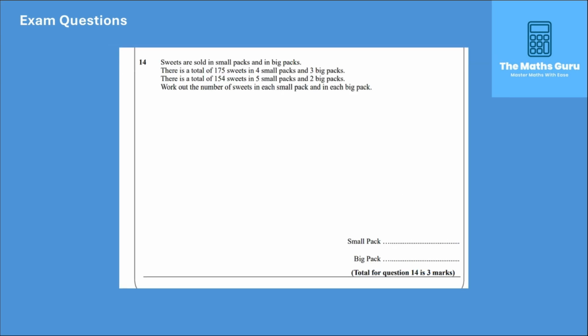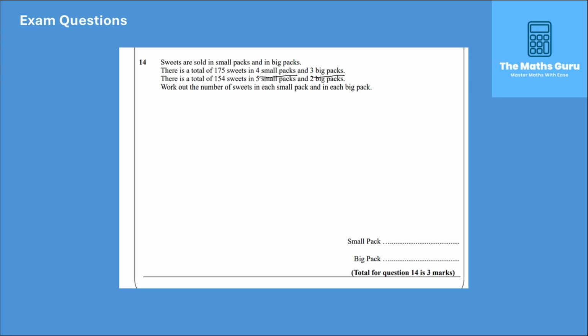So looking at our final question today, this is a worded question where we're going to have to use our understanding of formats of questions to form an equation. So sweets are sold in small packets and in big packets. There is a total of 175 sweets in 4 small packets and 3 big packets. So you can notice that our two variables are small packets and big packets, right?